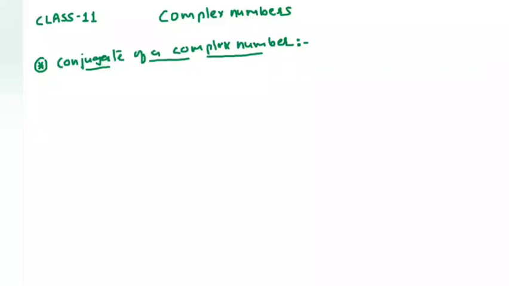Hello students, you are watching ISC Mathematics and in this video we are going to study the conjugate of a complex number. So let us see what is the conjugate. For this let us consider a complex number z is equal to a plus ib. Let z is equal to a plus ib be a complex number.